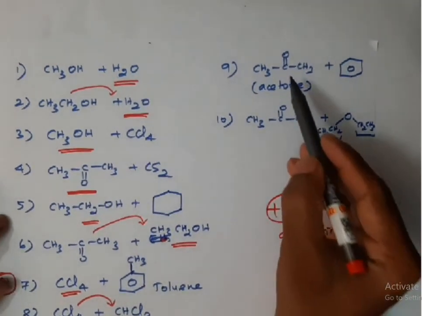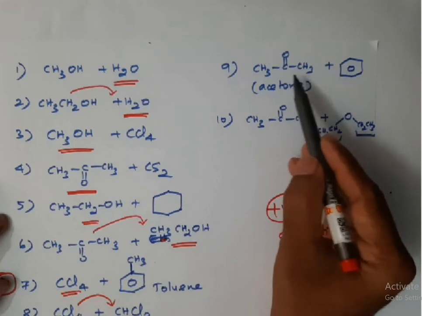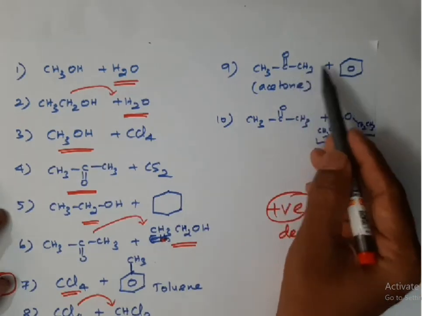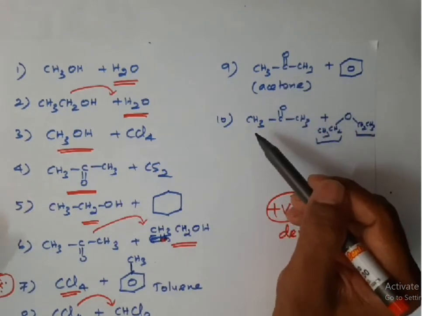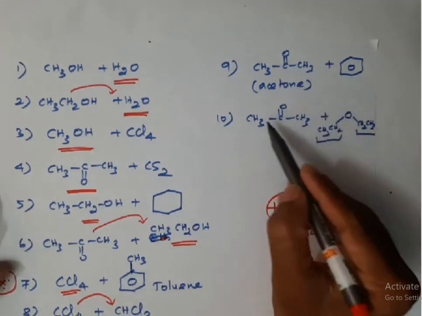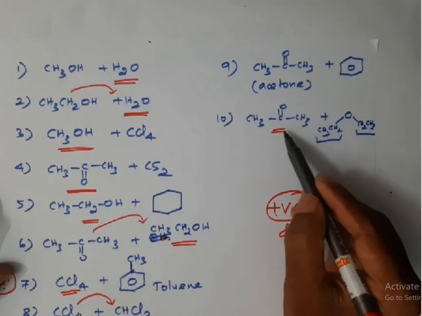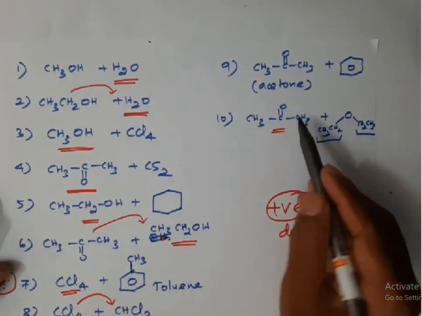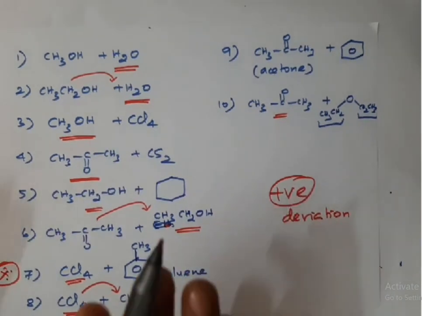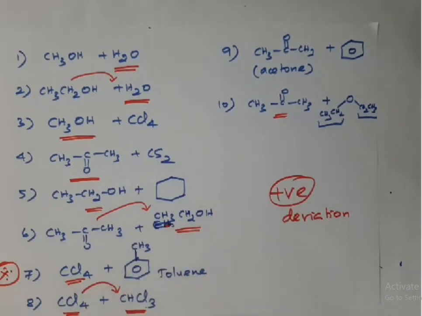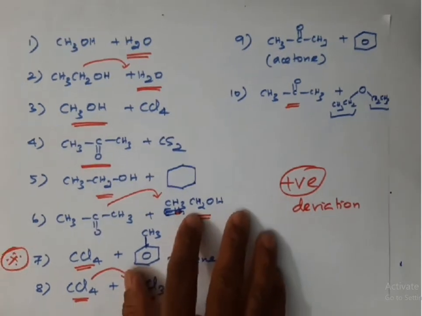Okay, similarly here, as in acetone we have dipole-dipole attraction. If you add benzene, right, in acetone, the dipole-dipole attraction gets reduced. Here also in acetone we have dipole-dipole attraction. If you add ether, the dipole-dipole attraction gets reduced. Whenever force of attraction reduces, you will get a non-ideal solution showing positive deviation.